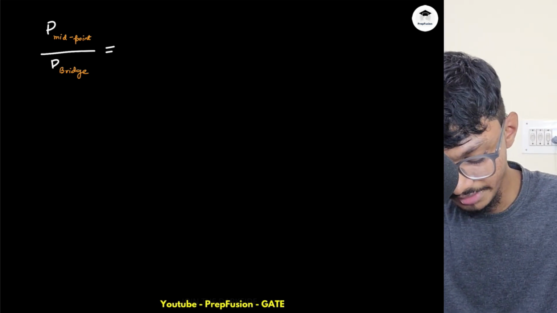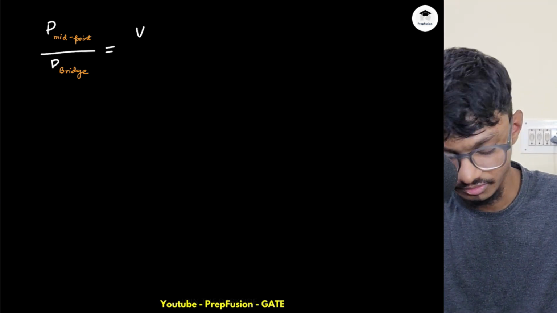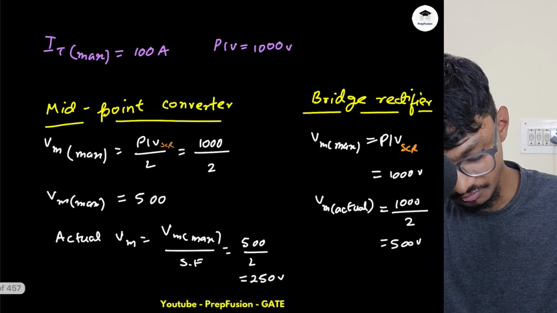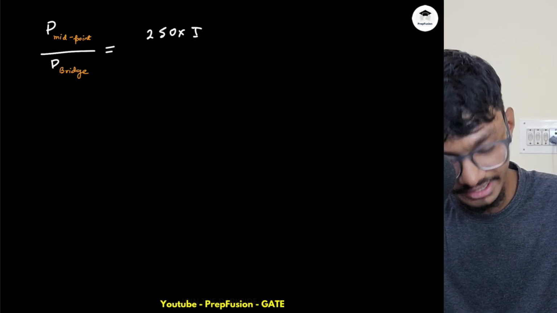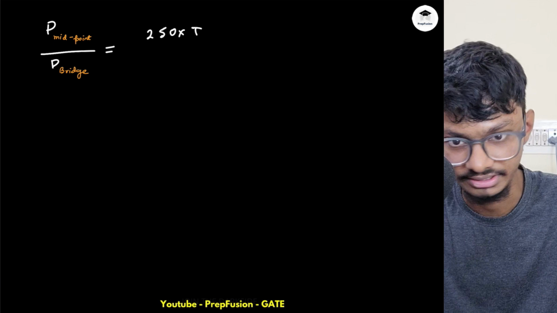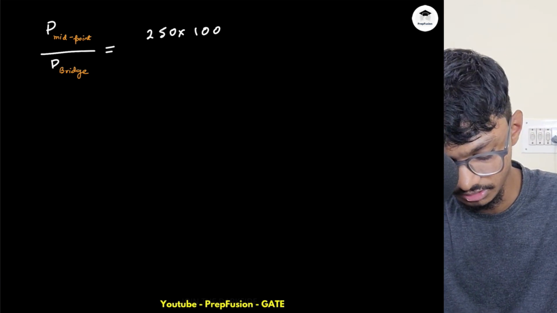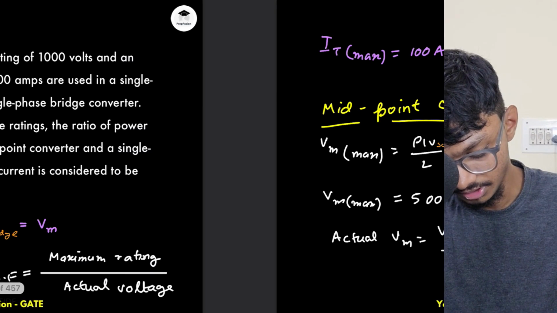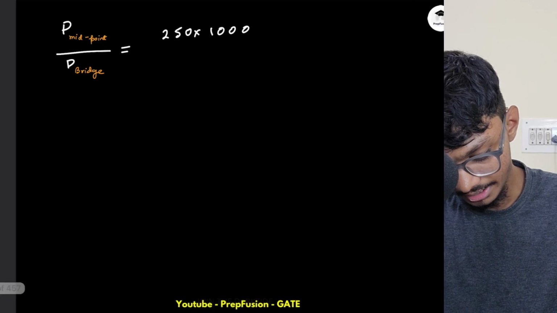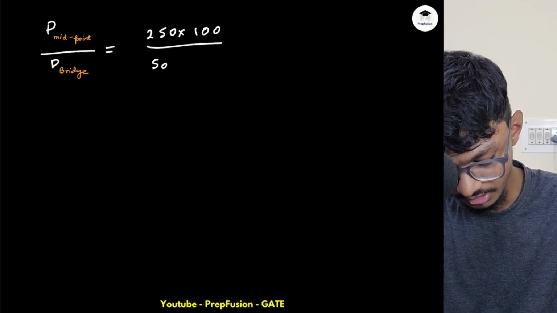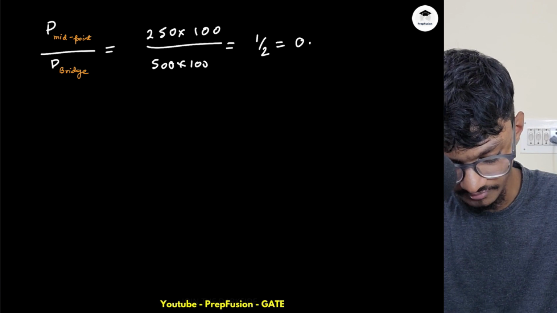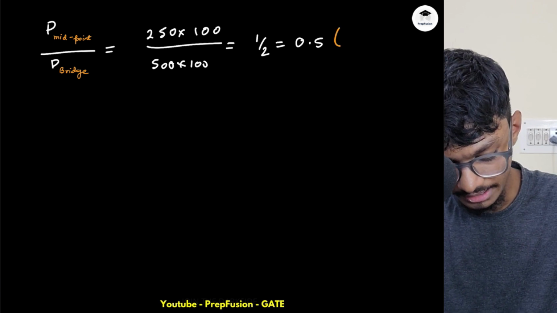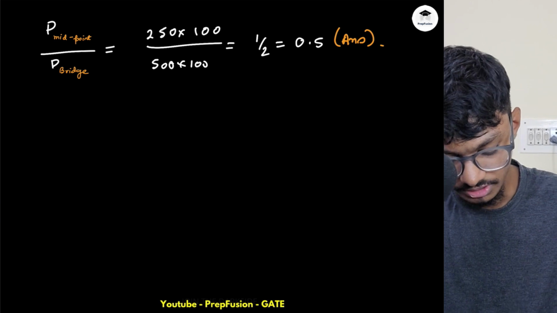So what is this? P midpoint will be what? Basically V midpoint. What is the V actual of midpoint? V actual of midpoint is 250 into I rating, right? I rating is the same for both of them because the current rating is the same. It will be 100, and just hold on. So this will be 500 into 100. So this ratio will come out to be 1 by 2, that is 0.5. So 0.5 will be the answer to this question. Okay, that will be the solution.